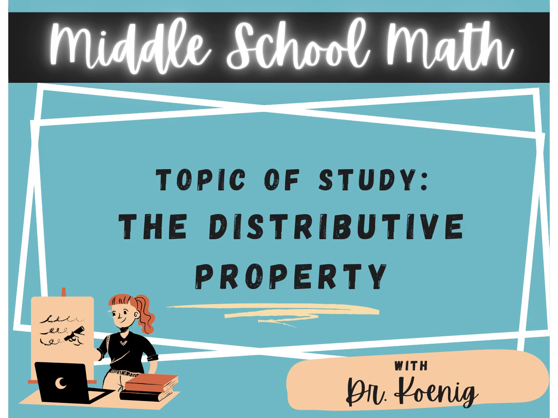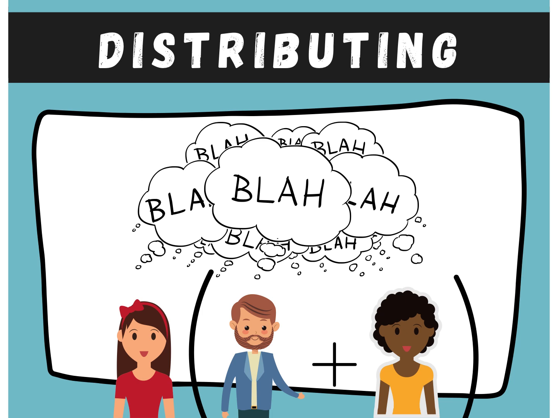Today, in middle school math with Dr. K, we're talking about the distributive property. Let's jump right in. The distributive property is a concept that we use when we're simplifying an expression, and then eventually we use it when we're solving an equation. So I want to talk about what that is and give you some real life context to go with it first.